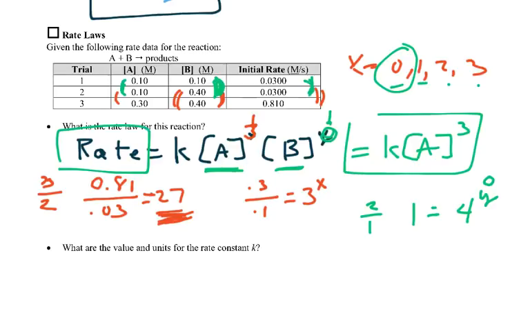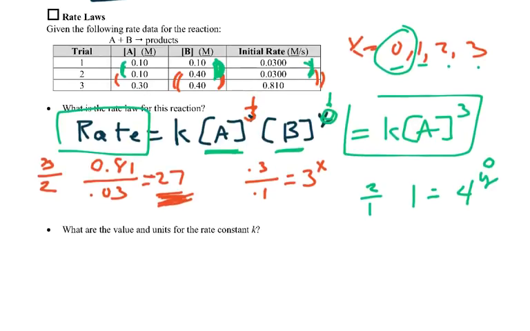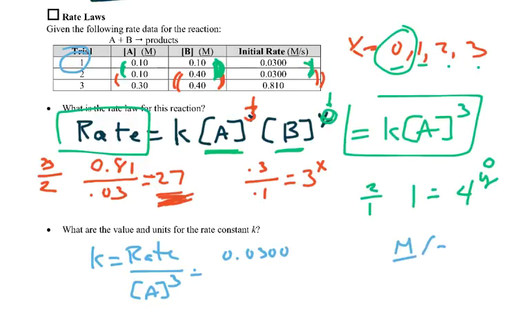So what are the value and units for the constant? What we have to do is take our rate law and solve for K. So K is equal to the rate divided by the concentration of A cubed. Now I'm going to go back and take any of my trials, and I'm going to take trial 1, like simple numbers. So my rate is 0.0300. The units for that are moles per liter per second. And that's going to be divided by the concentration, which is 0.1 molar, but that is all cubed.